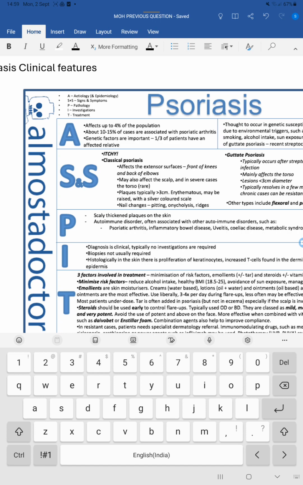So what are the nail changes you can see? Nail pitting will be there, onycholysis will be there, and nail ridges will be there. These are the nail changes you can see in psoriasis. Onycholysis means there is a separation of the nail plate from the nail bed. That is called onycholysis.